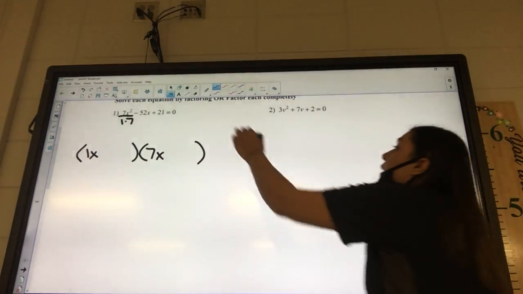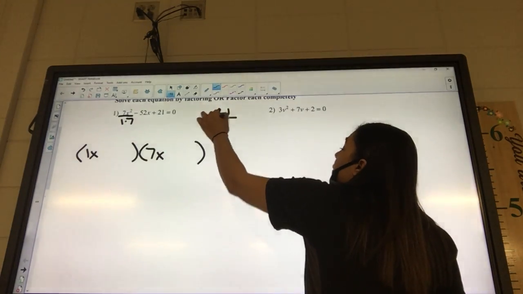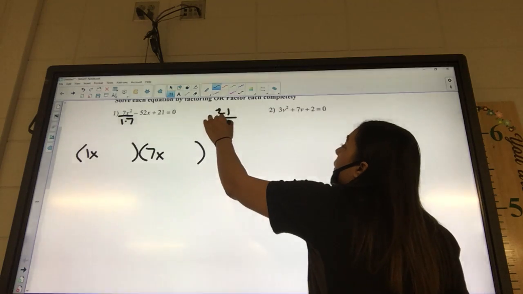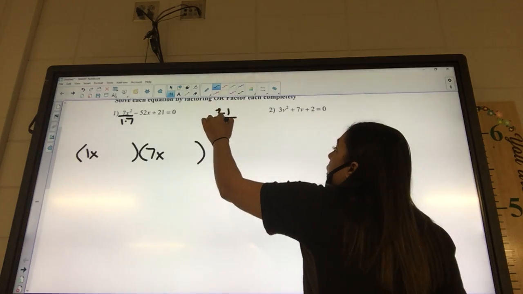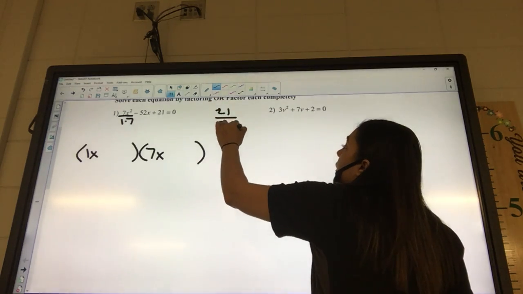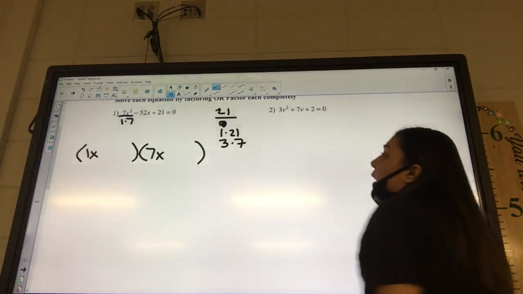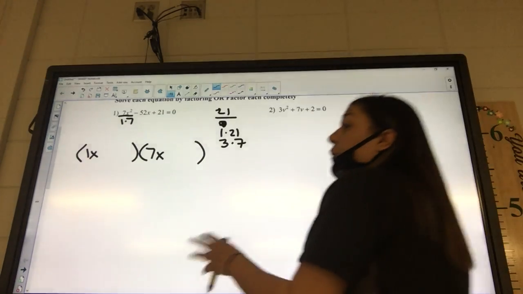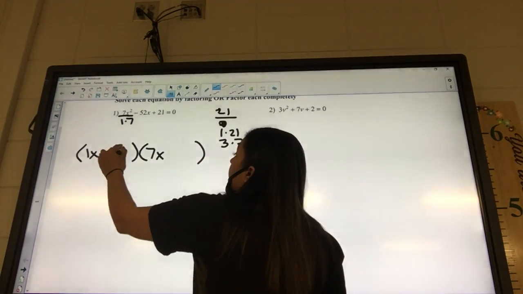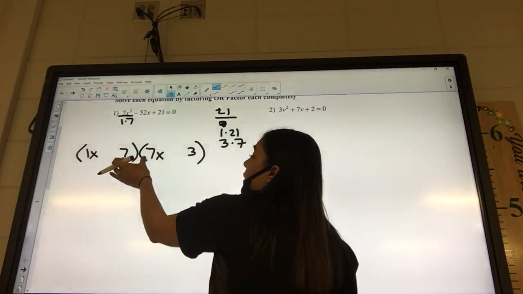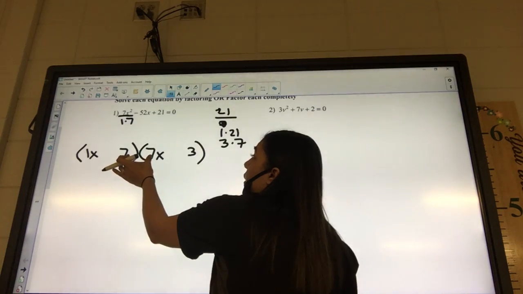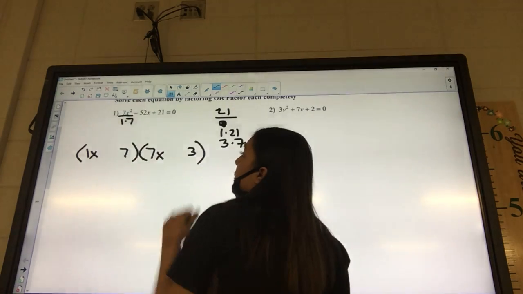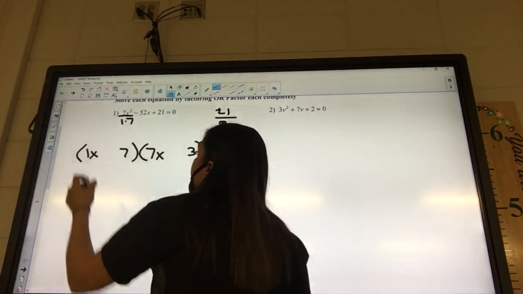21. Okay, so some factors of 21 are what? 7 and 3. 1 and 21. And 3 and 7. Okay, so of those numbers, what do you want to try? 7 then 3 or 3 then 7? 7 and 3, and this is pretty close because what's 7 times 7? 49. Okay, so that's going to get you pretty close to 52. So we'll try it out and see.